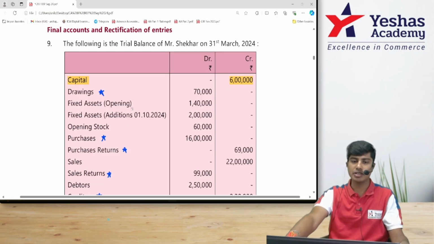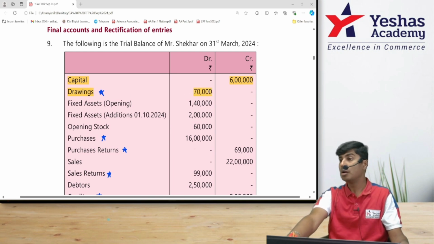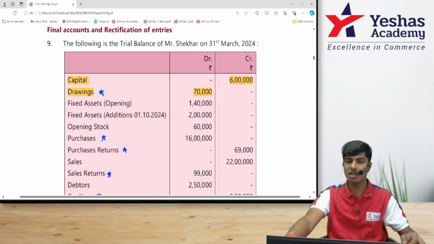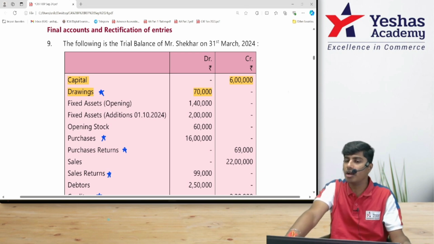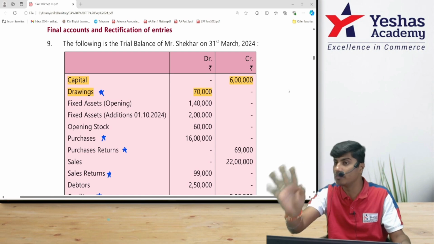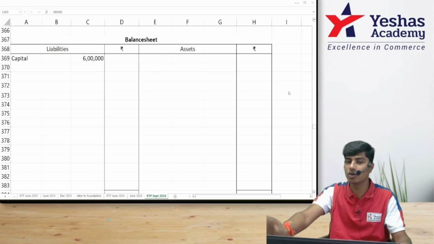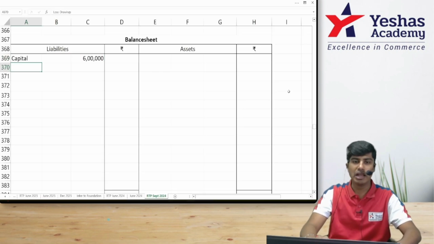After that, I have drawings. How much is my drawings? 70,000. Usually drawings will be deducted from capital. But there is an adjustment to drawings, meaning drawings is not 70,000. Maybe it's something more than 70, or something less. We don't know. So I'll write less drawings.